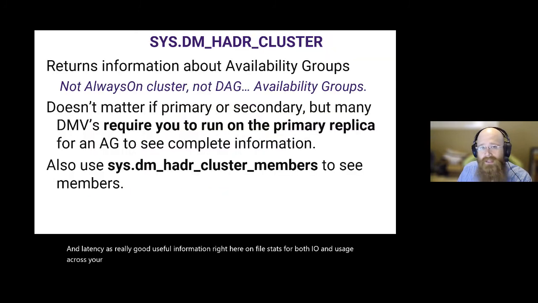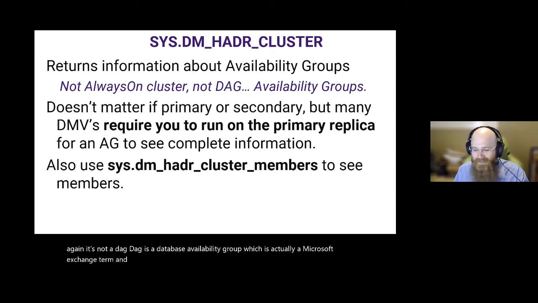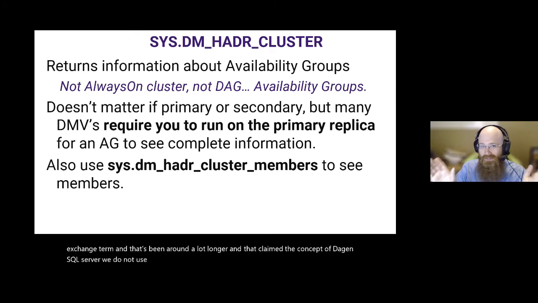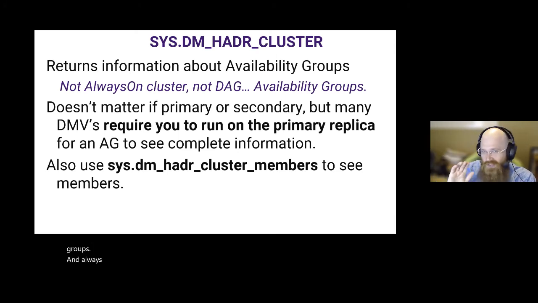And then there's some DMVs for running your availability groups, right? And again, it's not a DAG. A DAG is a database availability group, which is actually a Microsoft Exchange term, and that's been around a lot longer, and that claimed the concept of DAG. In SQL Server, we do not use the acronym or the initialism DAG. We just use availability groups. And Always On is just a marketing name. Again, it's just availability groups.